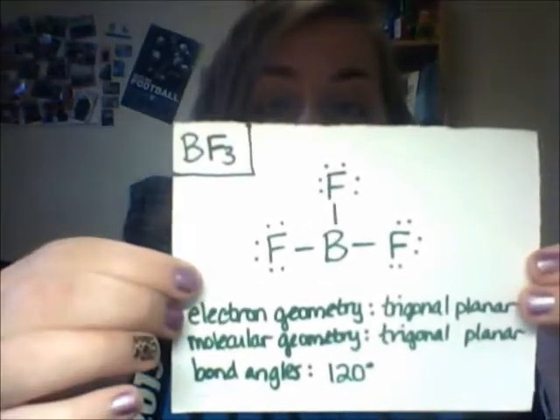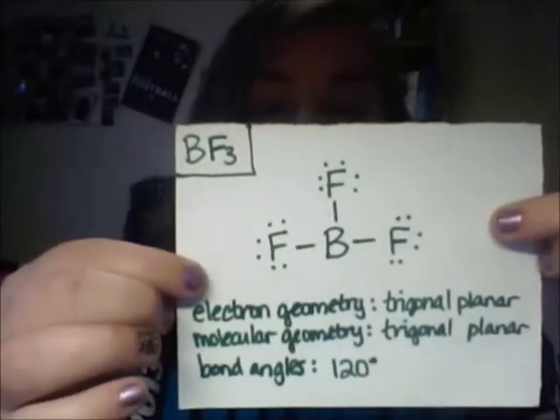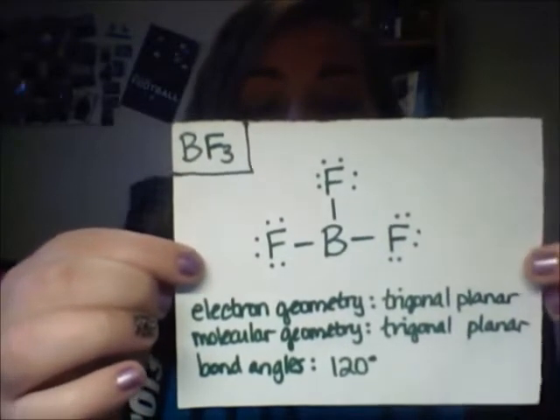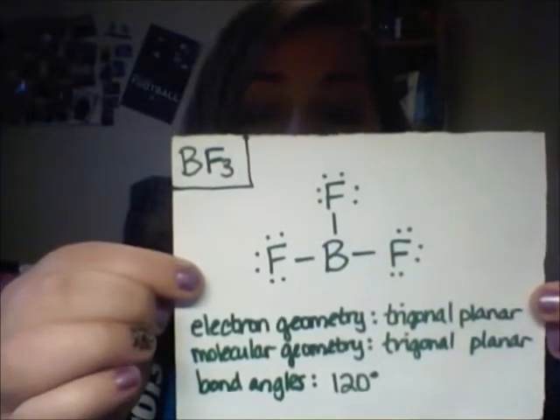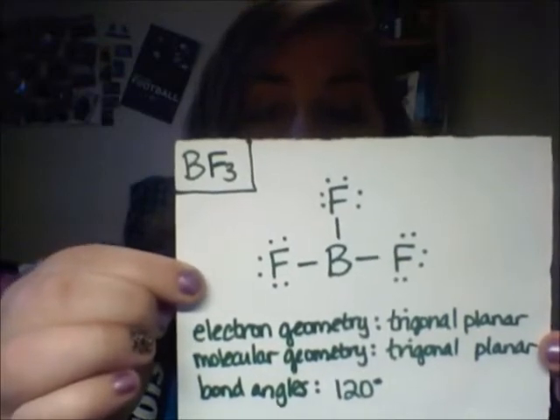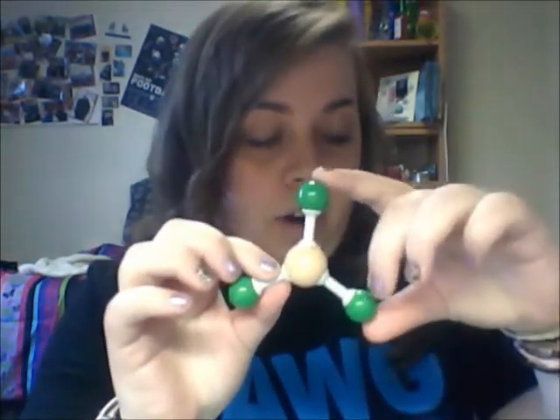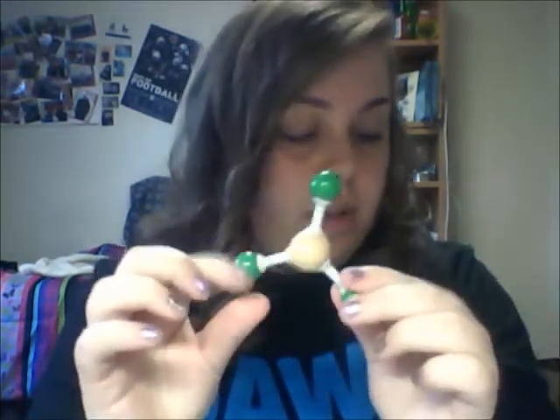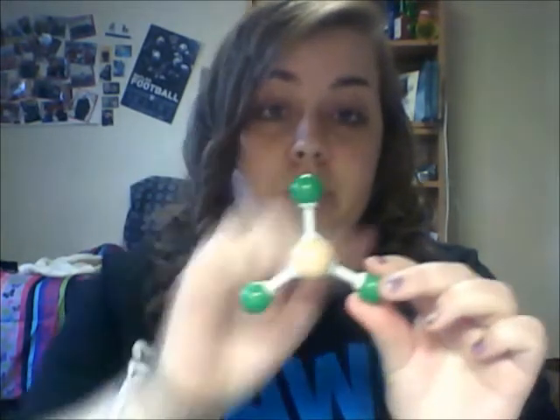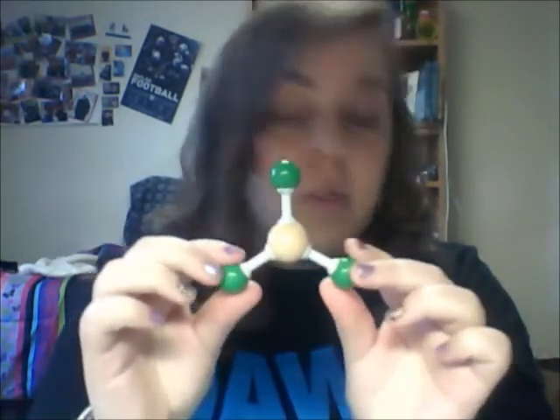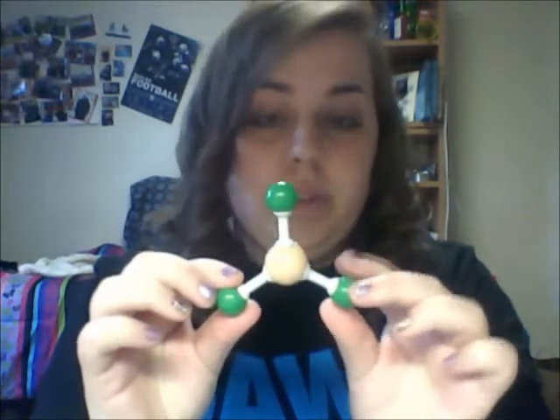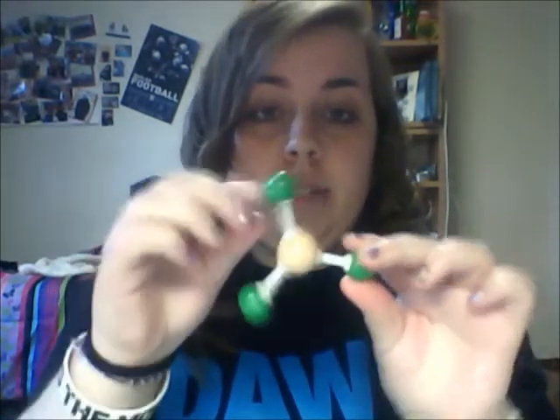Moving on to those compounds containing three electron groups, first we have boron trifluoride, or BF3. Here is the Lewis dot structure of the compound. The electron geometry is trigonal planar, and the molecular geometry is also trigonal planar. The bond angles are 120 degrees. Looking at this model, you can see that there are three bonding groups and 0 lone pairs, making it trigonal planar. The molecular geometry is also the same for this, and the angles are 120 degrees each way.